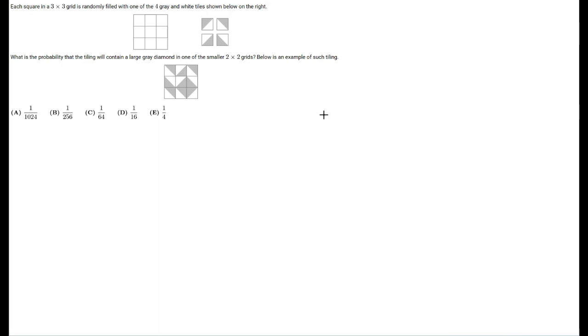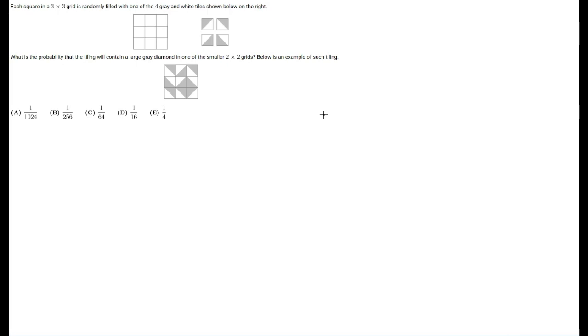Each square in a 3x3 grid is randomly filled with one of the four gray and white tiles shown below on the right. What is the probability that the tiling will contain a large gray diamond in one of the smaller 2x2 grids? Below is an example of such tiling. And they have these four different squares here that have four different patterns on each vertex.